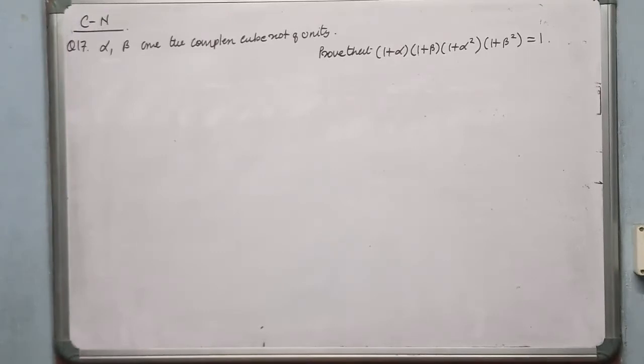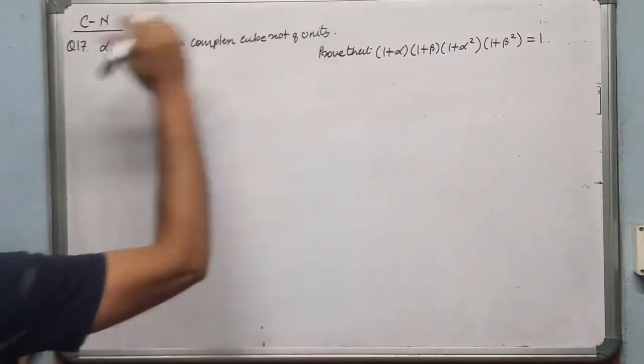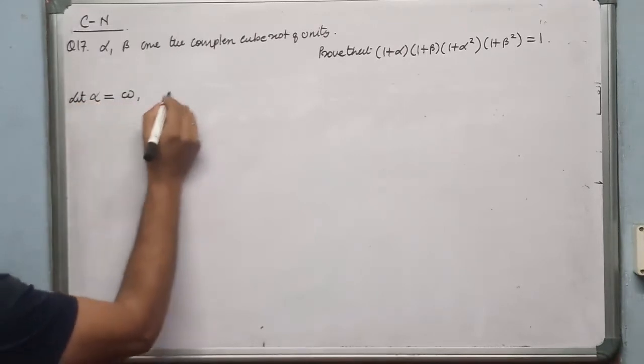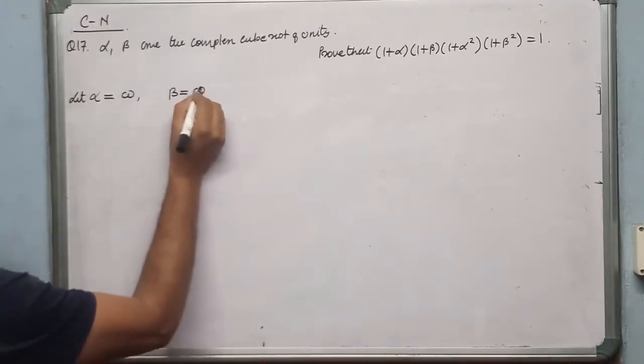Now question number 17. Alpha, beta are the cube roots of unity. Prove that (1 plus alpha)(1 plus beta)(1 plus alpha square)(1 plus beta square) equals 1. That you have to prove. Since alpha, beta are the cube roots of unity, I'll consider alpha equals omega and beta equals omega square.